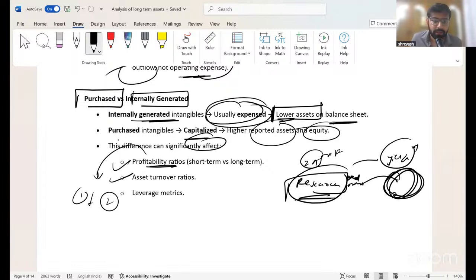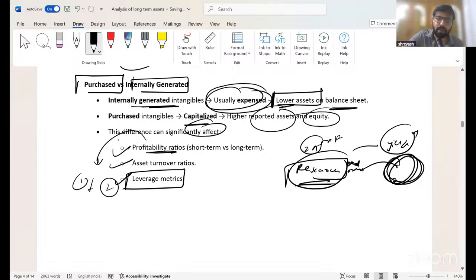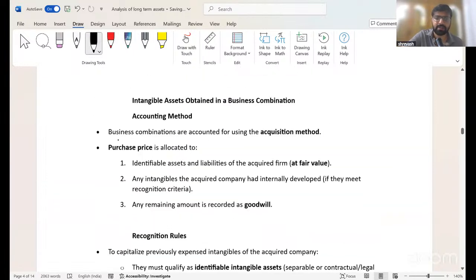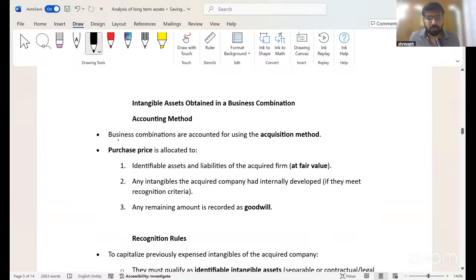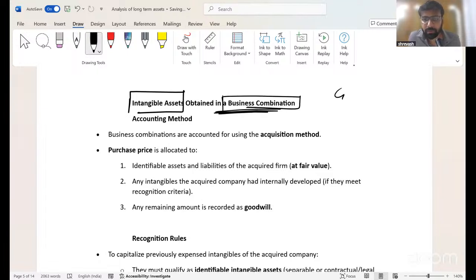All right. And leverage metrics are also affected. Debt to equity, debt to total asset, that is also getting affected, right? Because equity and everything else is impacted as well. And that is what purchase versus internally generated asset is. Sir, what about intangible assets that are recognized or obtained as a result of business combination? What are we talking about? Goodwill, precisely.